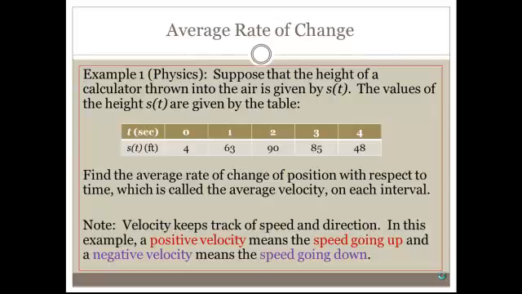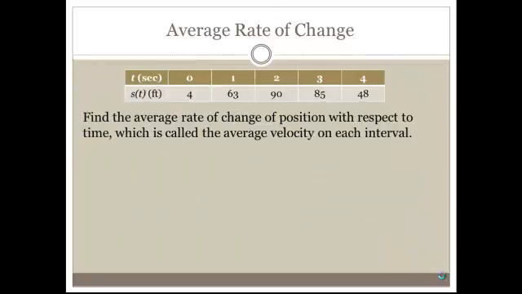Velocity keeps track of both speed and direction. In this example, a positive velocity means the speed going up, and a negative velocity means the speed going down. Let's continue with calculating the average velocity on each interval. First, we will calculate the average velocity between t equals 0 and t equals 1.